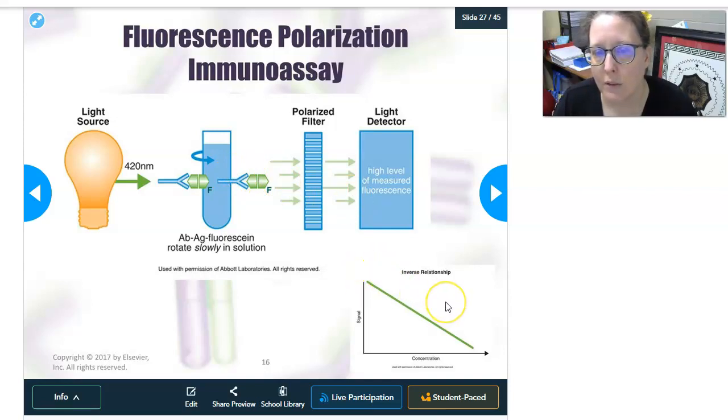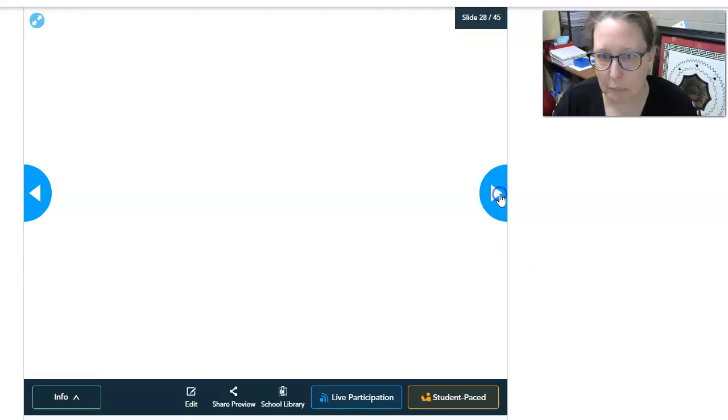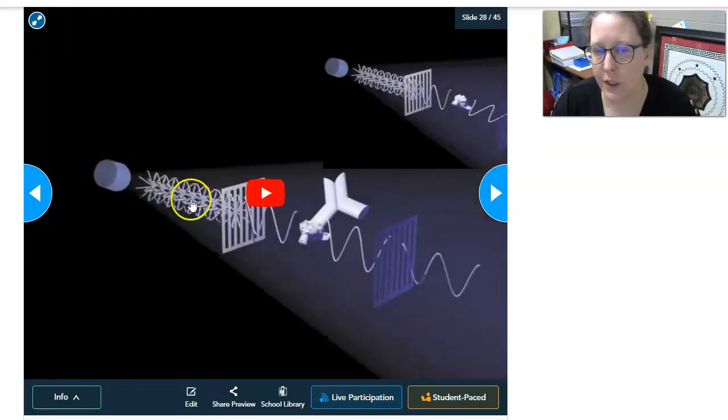The more of the analyte is in the solution, the more it picks up all of these antibodies, and these antibodies cannot react with the fluorescein antigen and the reagents, and that polarized light just will not be detected. Okay, this video, which I will link again on the bottom, I think is a decent illustration of how polarized immunoassays work.